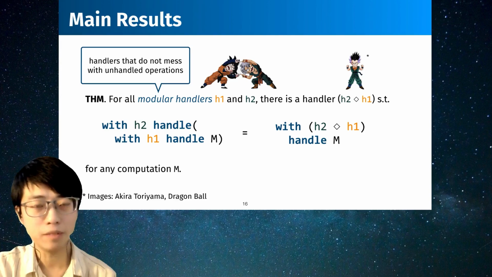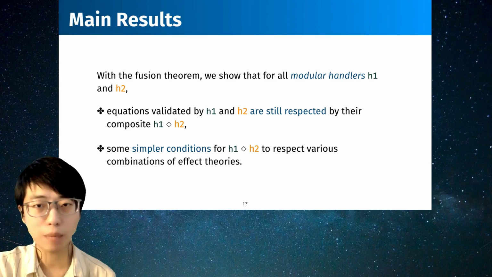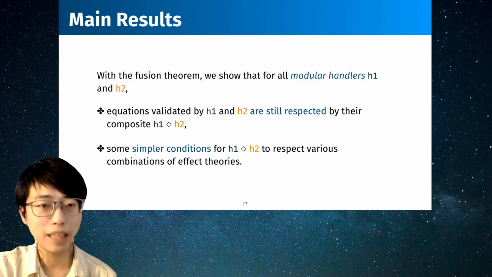With this fusion theorem, we can show a number of results relating the combinations of effect theories and the sequential composition of handlers. The first one here says that all equations respected by handlers H1 and H2 respectively are still respected by their composite handler. In other words, if H1 respects a theory T1 and H2 respects a theory T2, then the sequential composition of H1 and H2 respects the sum of T1 and T2, which is simply the combination of T1 and T2 without any new interaction equations. But here you have to be careful.